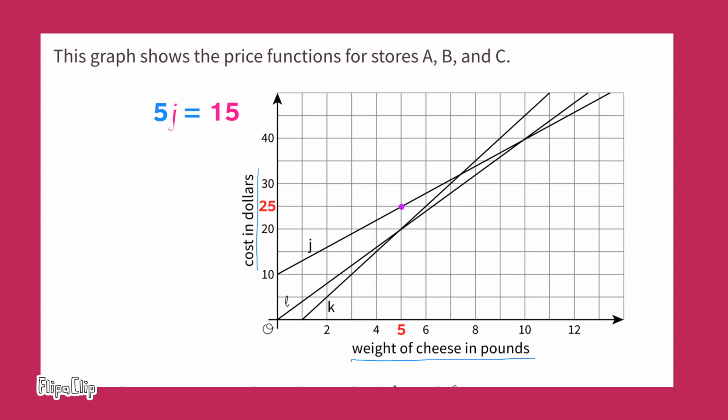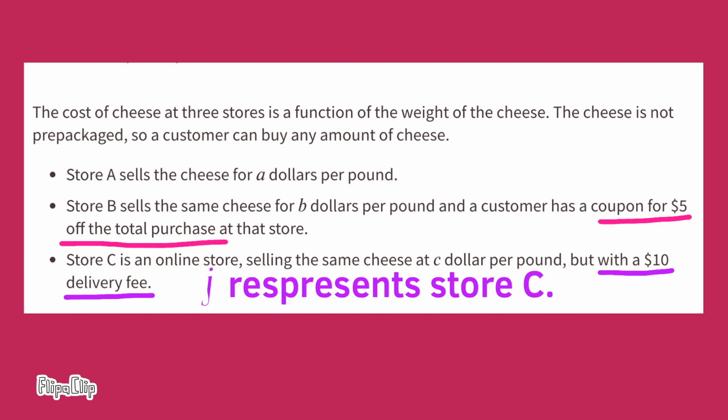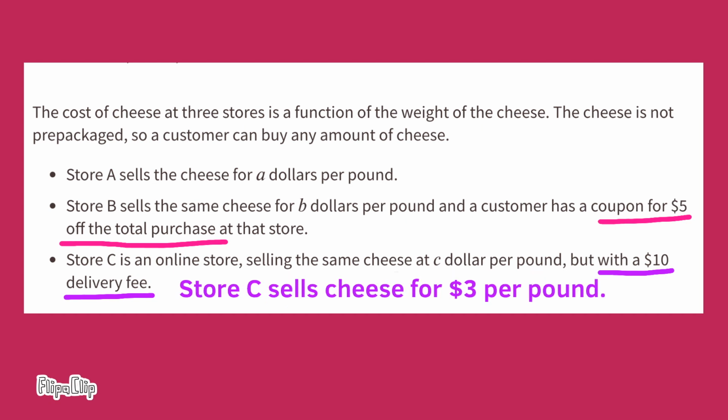5j equals 15. I still need to get the j alone, so 5j divided by 5 and 15 divided by 5. 5j divided by 5 is 1j, and 1j is the same as j, and 15 divided by 5 is 3. J equals 3. J represents Store C. Store C sells cheese for $3 per pound.